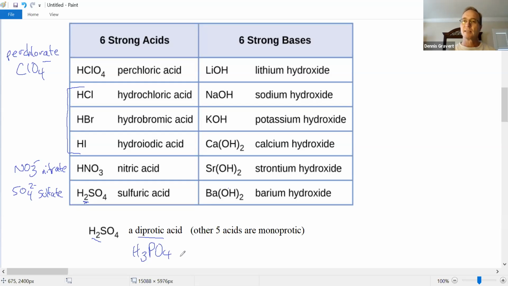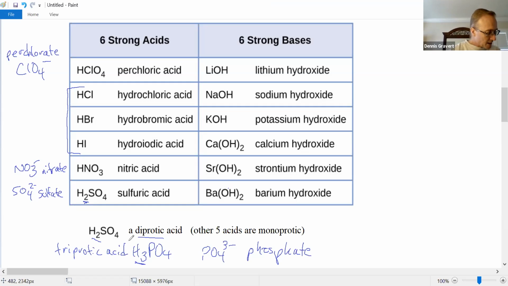H3PO4 is another acid. It's not on the list, so this one is going to be a weak acid. And what's the name of this? Well, PO4 3 minus is phosphate, so this is phosphoric acid. Not one you had to memorize, so I won't write the name in there. But from the polyatomics, you should know phosphate. And then what kind of acid is this? Monoprotic, diprotic? Nope, triprotic. There you go. That's all you do. It's a triprotic acid. Anything else necessary? Oh, we'll get to that in a second.